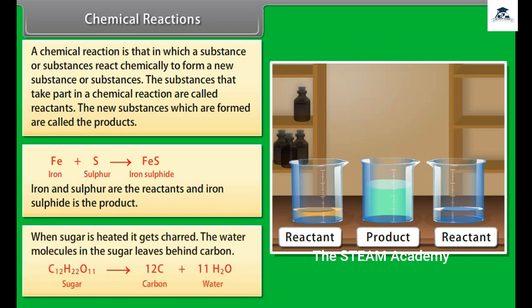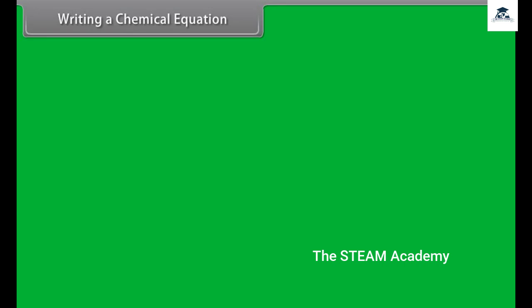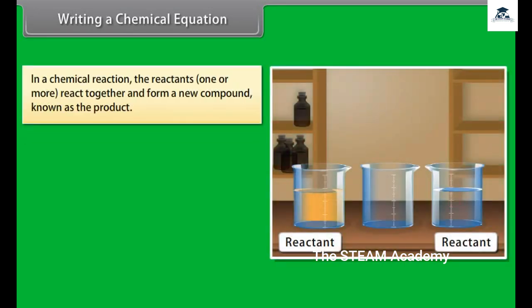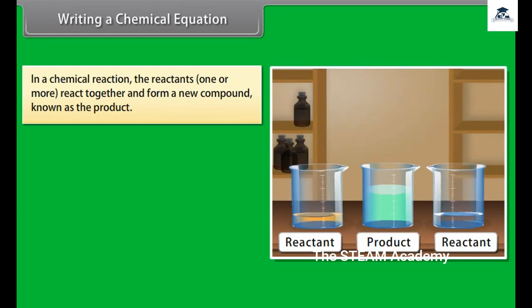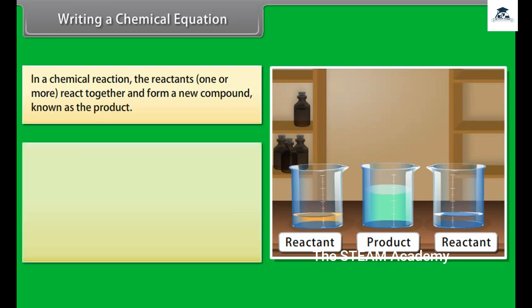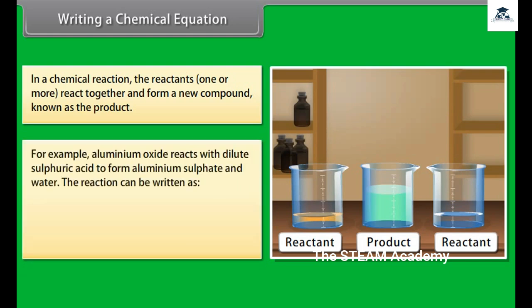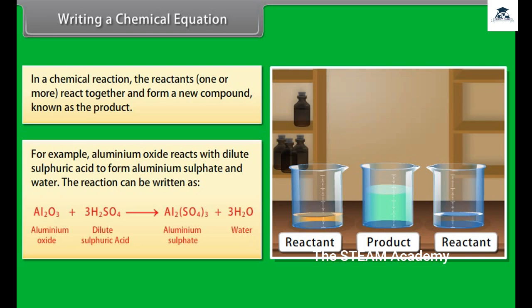When sugar is heated, it gets charred. The water molecules in the sugar leave behind carbon. Writing a chemical equation. In a chemical reaction, the reactants, one or more, react together and form a new compound known as the product. For example, aluminium oxide reacts with dilute sulfuric acid to form aluminium sulfate and water. The reaction can be written as aluminium oxide plus dilute sulfuric acid gives aluminium sulfate and water.